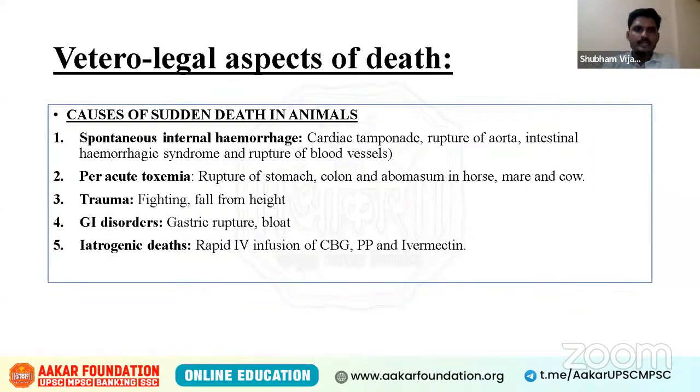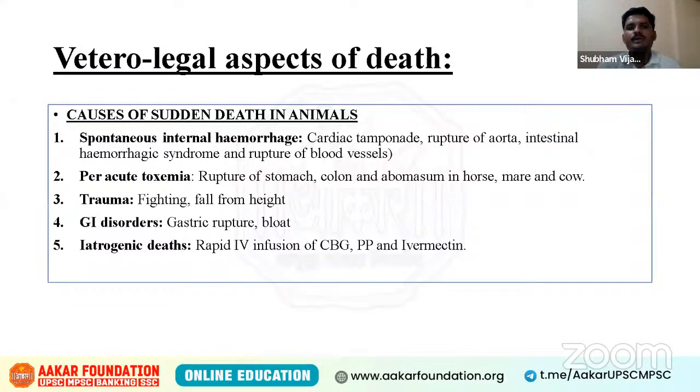Here we'll take different causes of death, and what will cause each, that also we'll take. First one is spontaneous internal hemorrhage, and this is caused by cardiac tamponade, rupture of the aorta, intestinal hemorrhagic syndrome, or by the rupture of blood vessels.